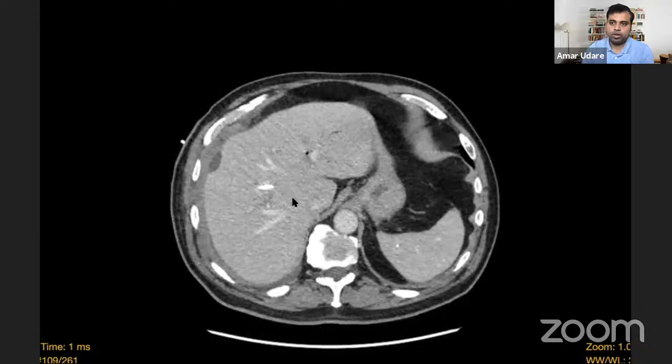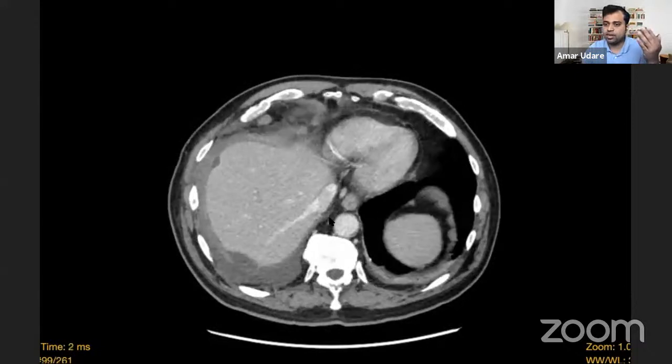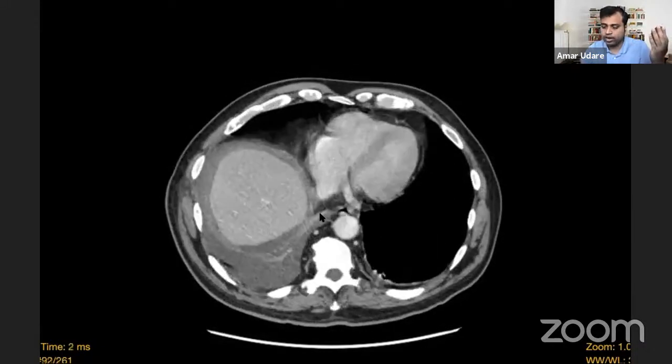So this patient, I was clueless about what was happening. So I went to my IR colleagues and discussed with them. The moment I showed them this case, the first finding they said was, oh, the left pleural effusion should not be here. The right pleural effusion should not be there.